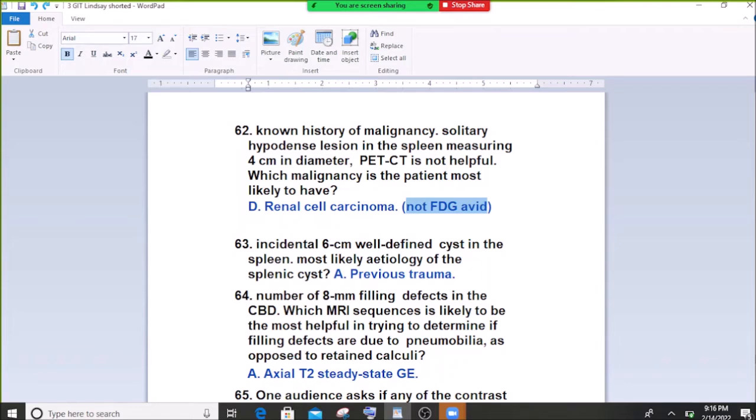The patient has a lesion in the spleen, known history of malignancy, and PET CT is not helpful. So renal cell carcinoma.